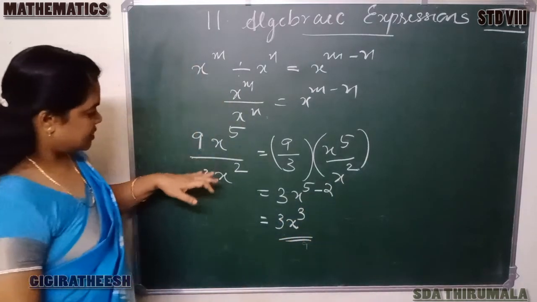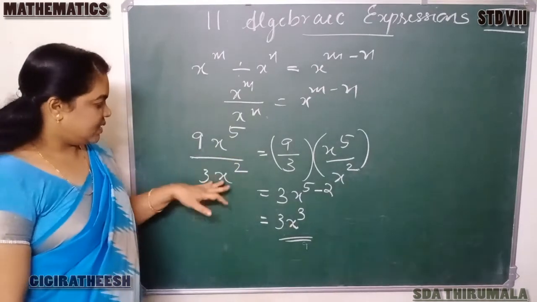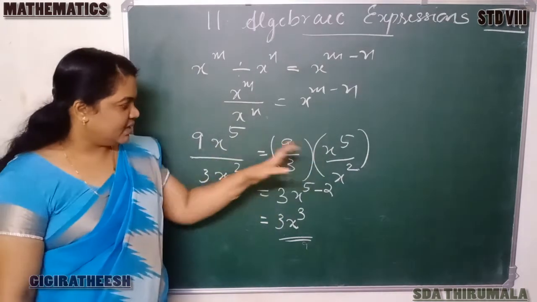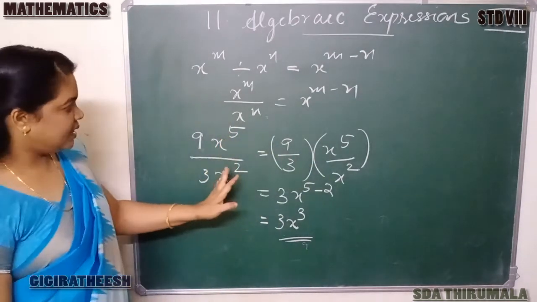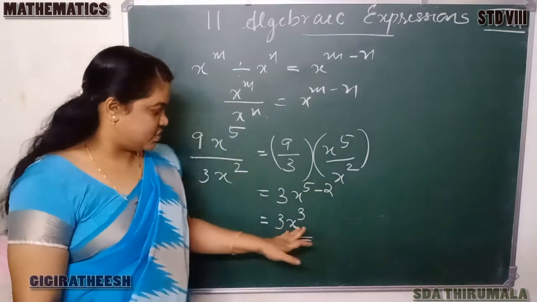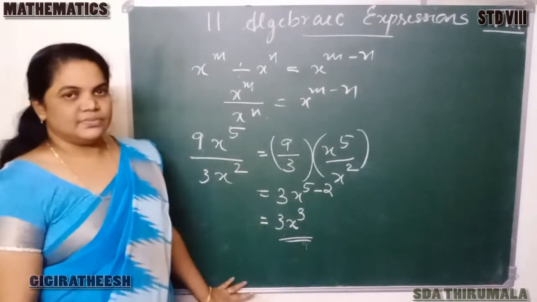That is the answer. 9x raised to 5 divided by 3x squared: first divide the numbers, 9 by 3, and then the variables, x raised to 5 by x squared, that is x raised to 5 minus 2. So 3x raised to 3 is the answer.